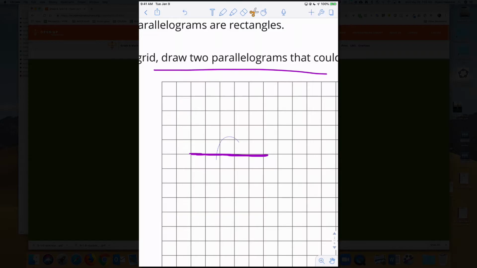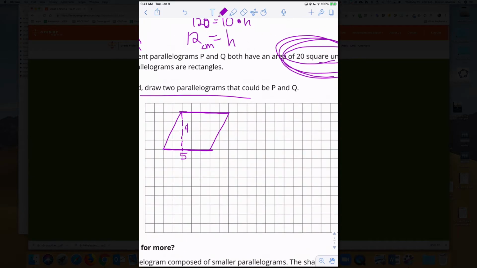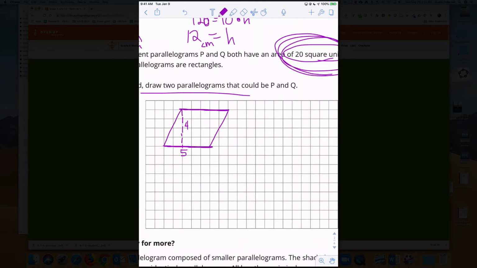And we know it's going to have another base of 5, so I'm going to just copy it. There it is, and it's going to have a height of 4. So here's our base of 5, and here's our height of 4. But they said it cannot be a rectangle, so that's cool. I'm just going to slide this along a little bit. Boom! And there is my parallelogram with a base of 5 units and a height of 4 units, and an area of 20 square units.